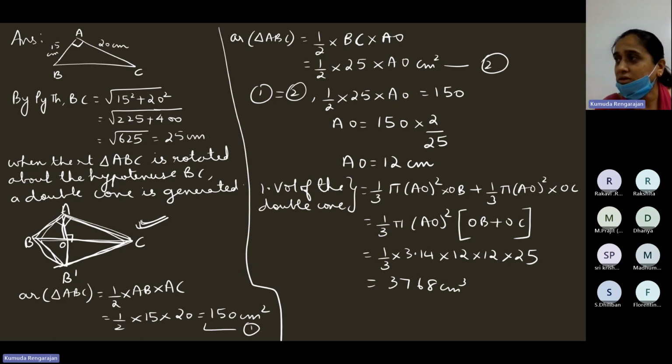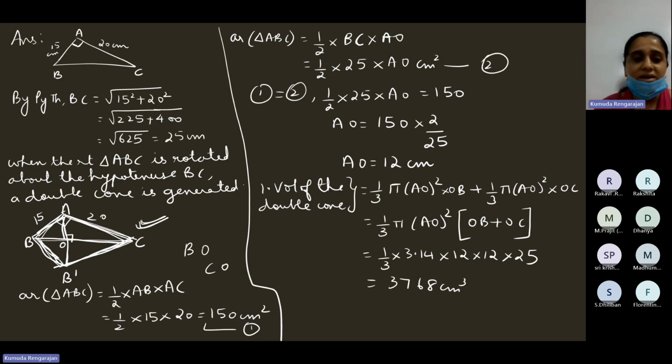The radius of the two cones is the same. That is AO. The height of the small cone is BO. The height of the big cone is CO. Correct? It's not anywhere in the hall. It is only on the board. Okay, BO and CO, correct? And then the slant height of the small cone, AB, or you can even say BB dash. And the slant height of the big cone you can say is AC or B dash C. This is 15. This is 20.